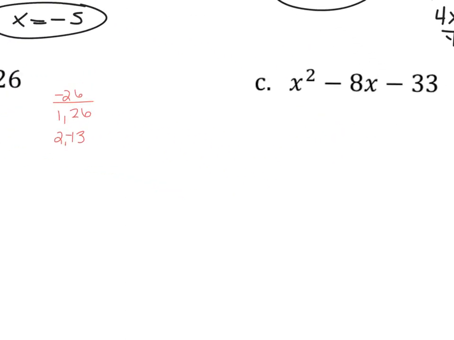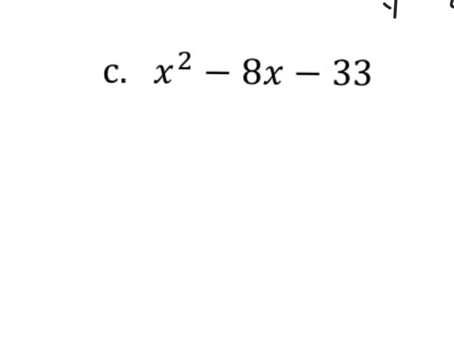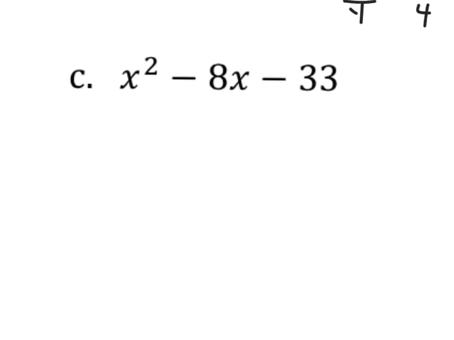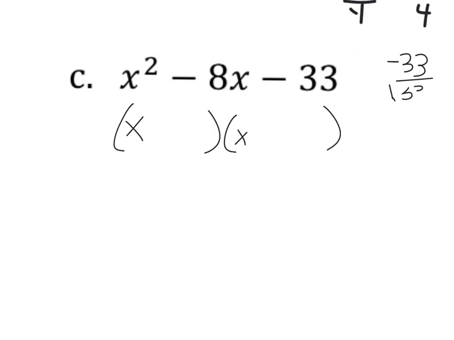Okay, let's take a look at C. Okay, so we're going to do our two sets of parentheses here. And we're looking at negative 33, which means that we are looking for two factors that multiply together to give us negative 33 and add to give us negative 8. So we're going to put our x and our x. We have 1 and 33. Their difference is 32, which is not 8. 2 does not work, sorry.